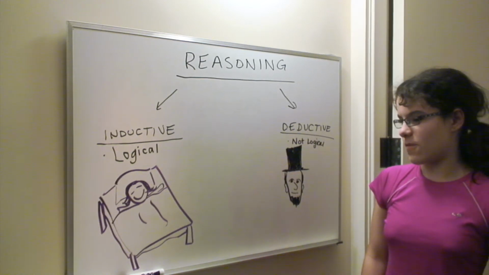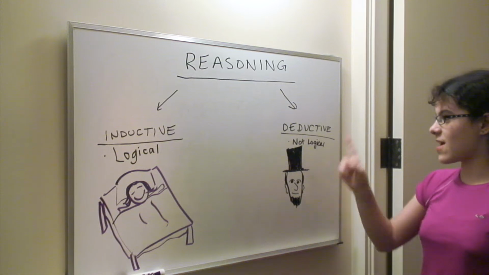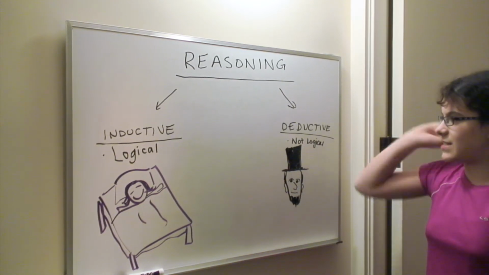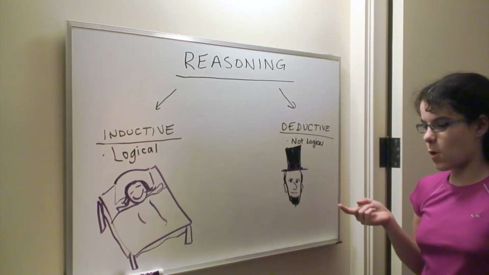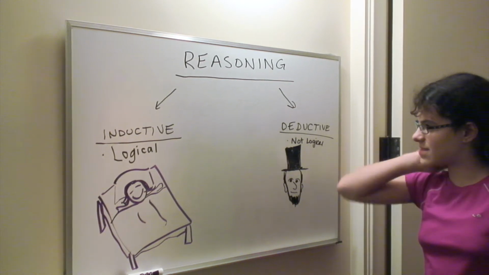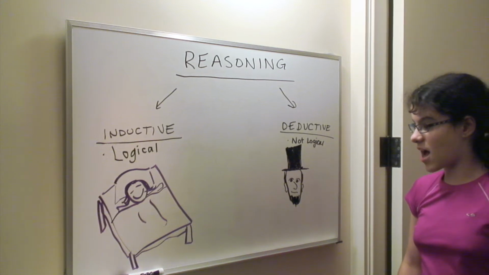That's logical, right? A deductive reasoning example is, Abraham Lincoln is dead. Most dead people get sick before they die. Therefore, Abraham Lincoln got sick before he was dead. And that's not logical. He was actually shot and killed.